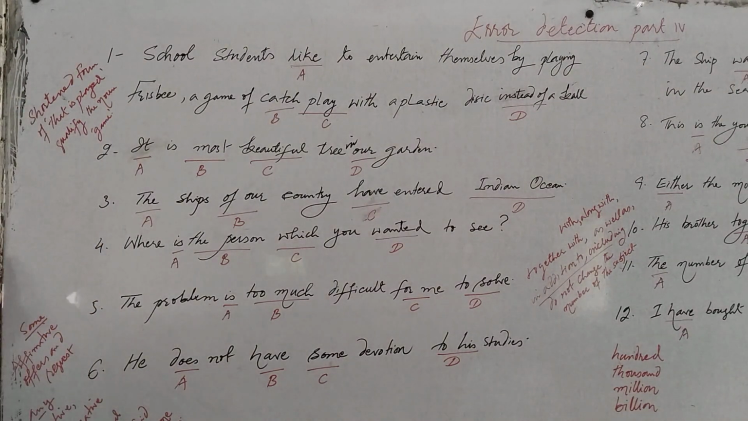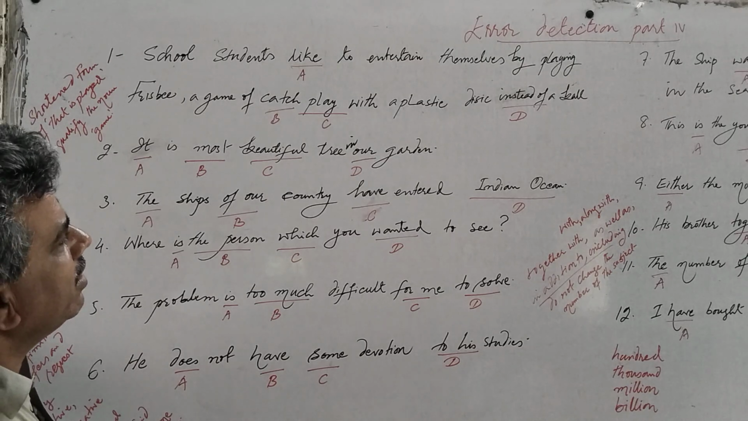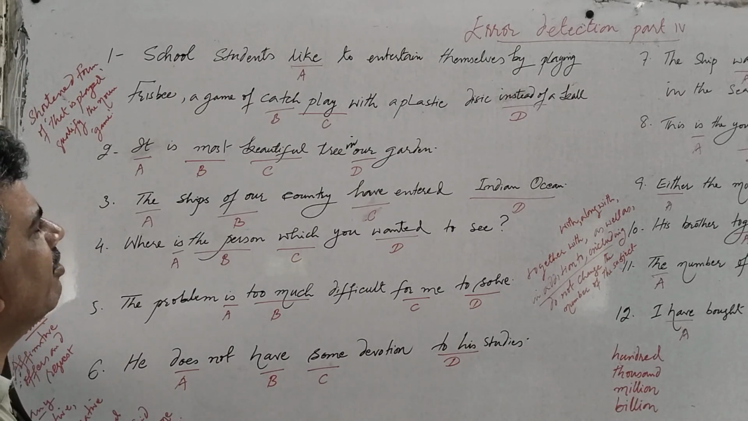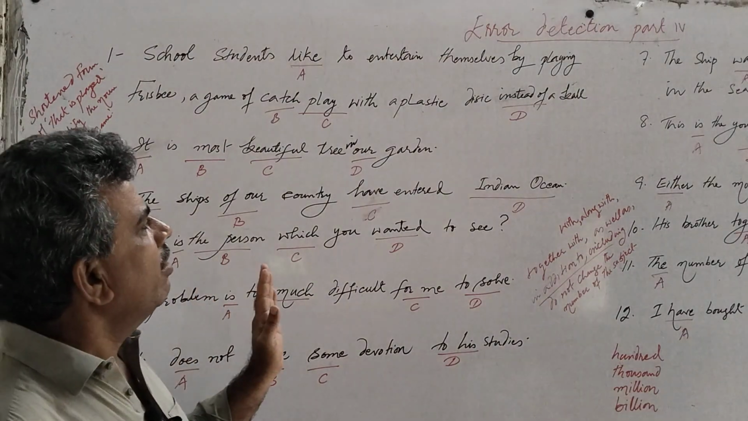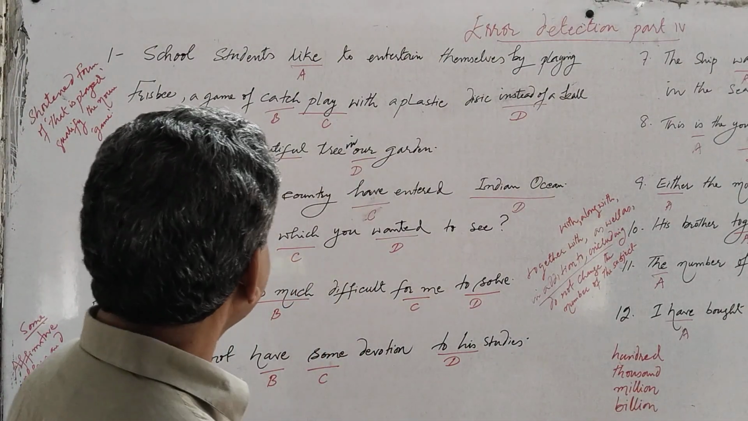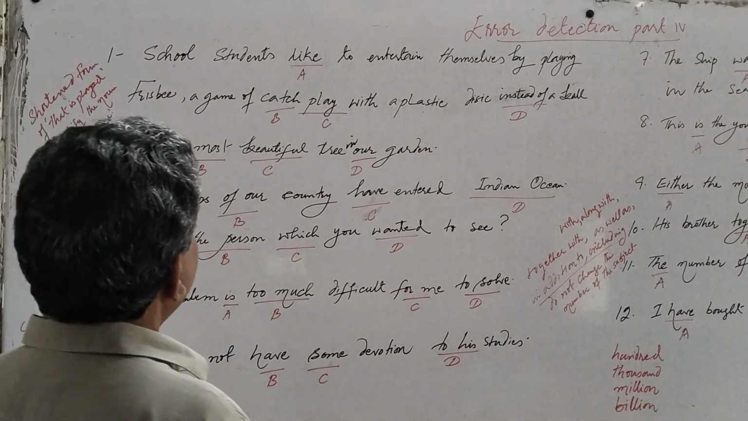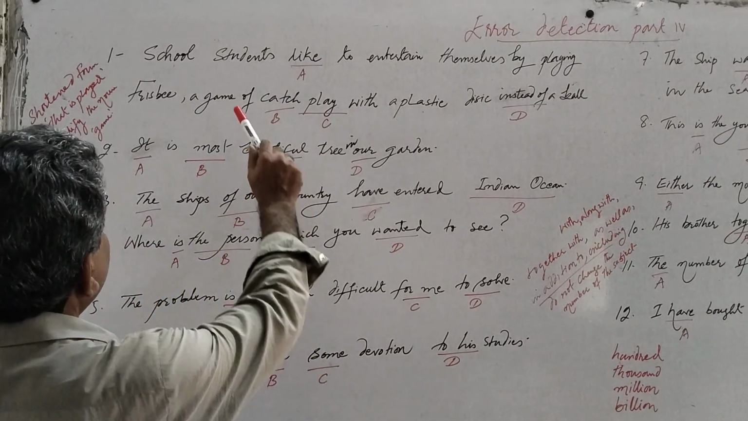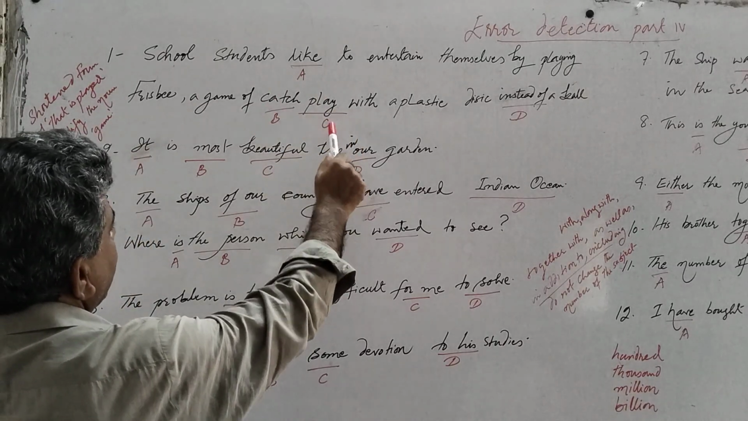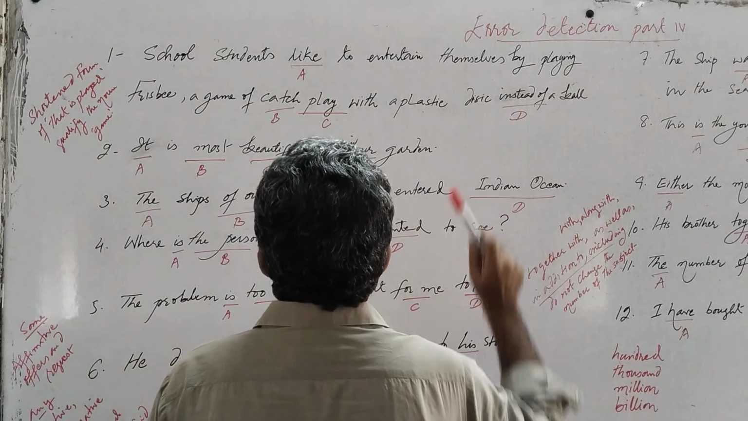Our first sentence is: School students like to entertain themselves by playing frisbee, a game of catch, play with a plastic disc instead of a ball. Now we look that we have four options. The first is like, the second is catch, third is C, and the fourth is D.